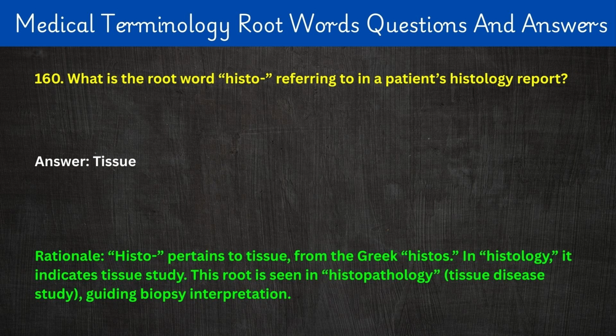160. What is the root word histo- referring to in a patient's histology report? Answer: tissue. Rationale: Histo- pertains to tissue, from the Greek histos. In histology, it indicates tissue study. This root is seen in histopathology, tissue disease study, guiding biopsy interpretation.